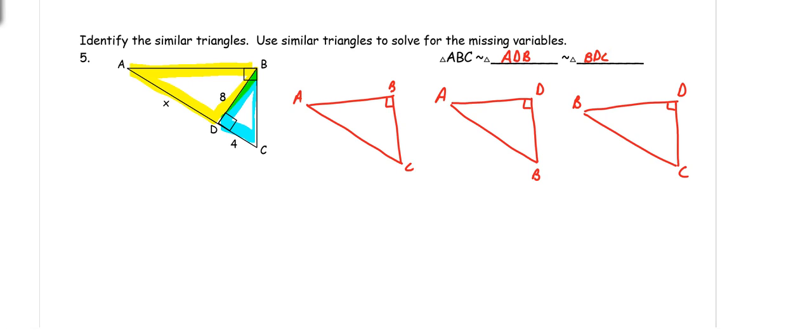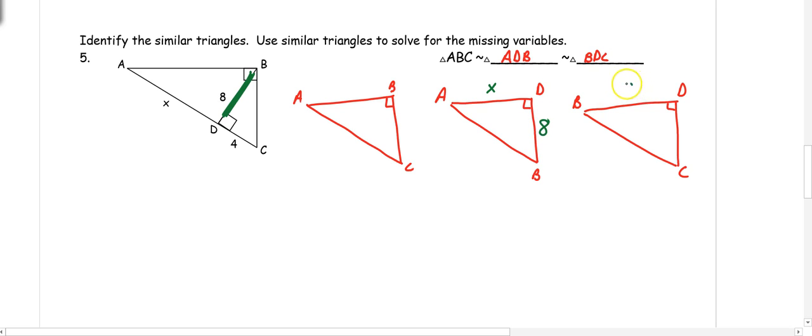So if I want to solve for x, I need to label the sides of the triangles that I know from the 3 triangles. So I see that AD has a length of x. So I'm going to label AD in the pictures. BD has a length of 8. So anywhere I see BD, I'm going to label it with 8. And CD has a length of 4.